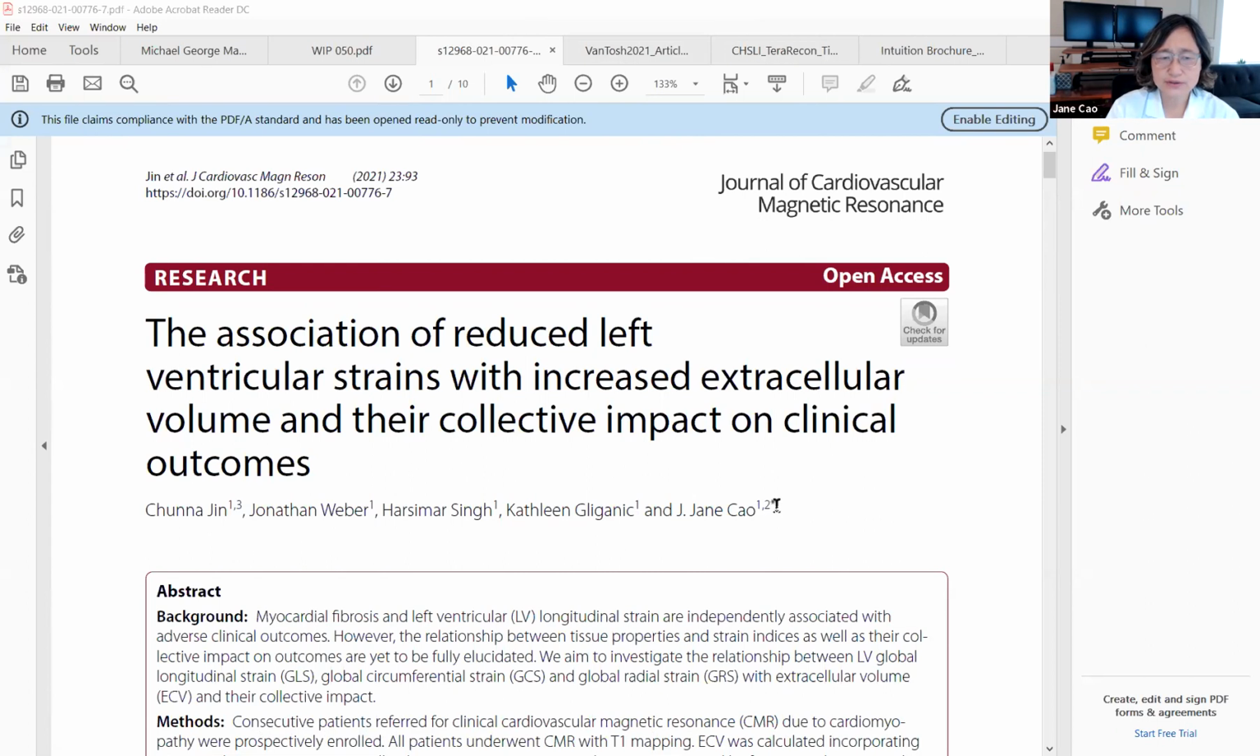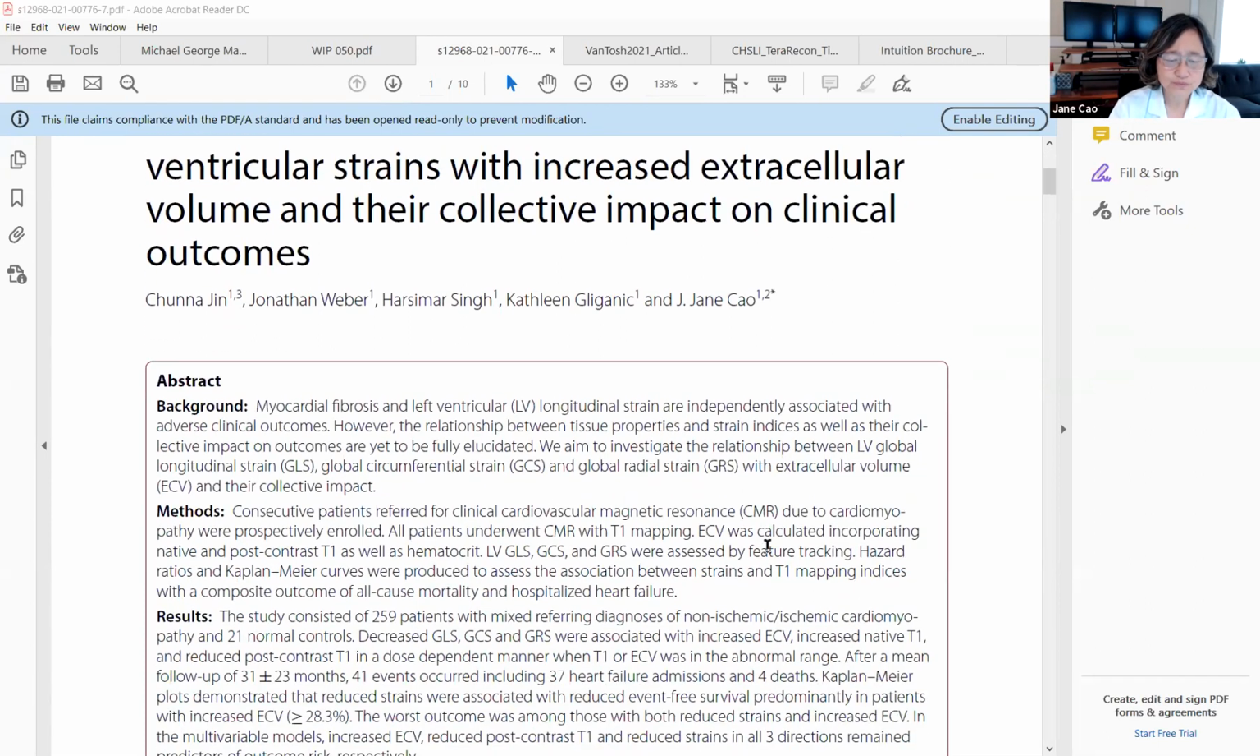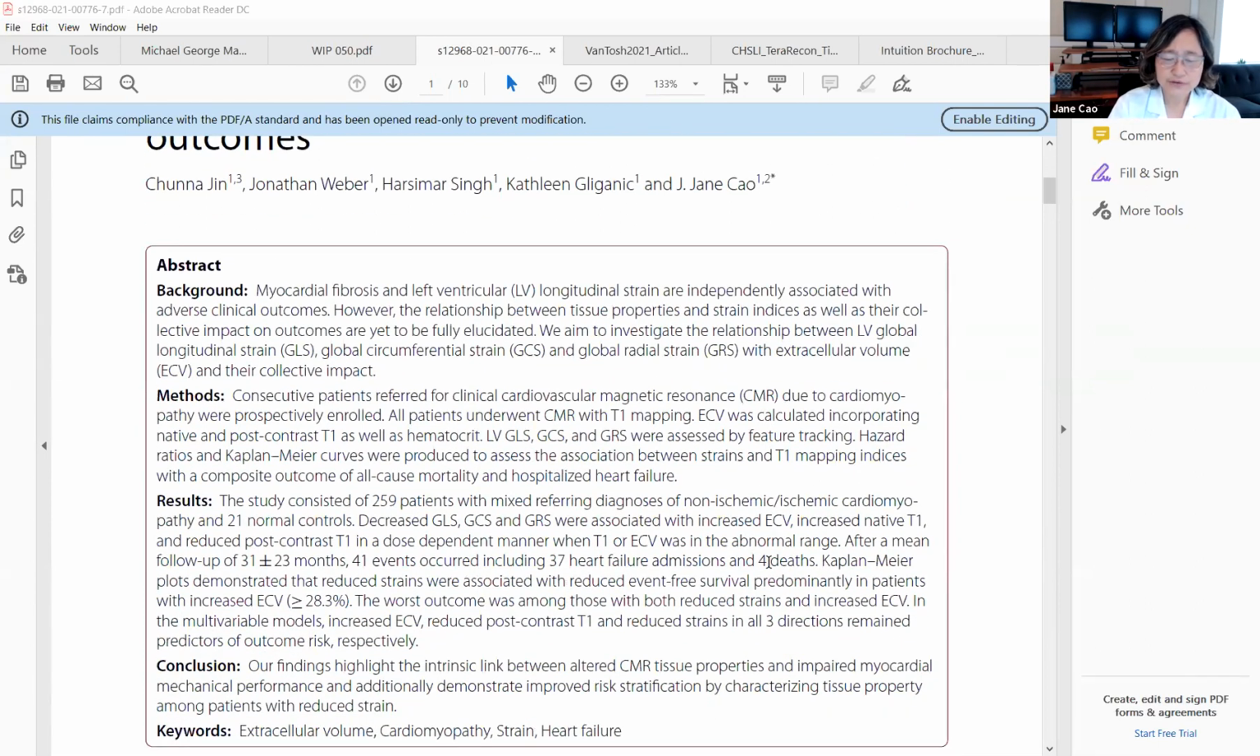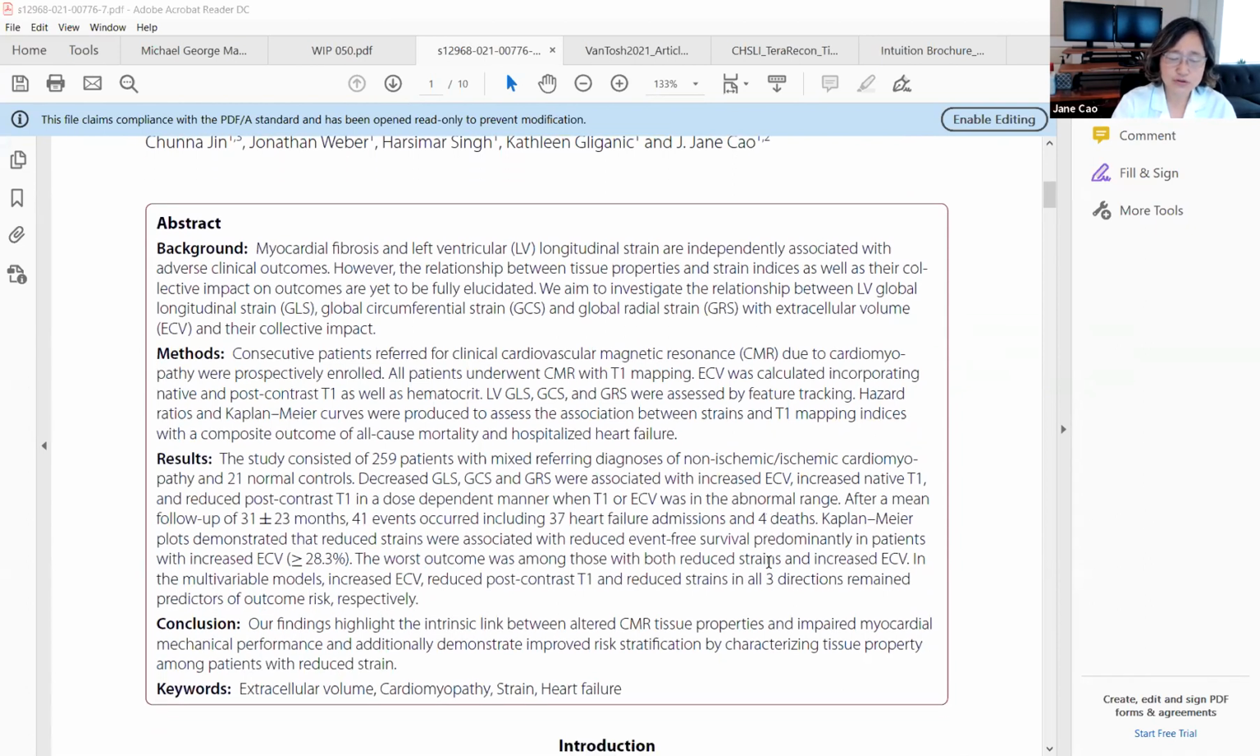The Association of Reduced Left Ventricular Strain with Increased Extracellular Volume and their collective impact on clinical outcome. It is well established that increased myocardial fibrosis and reduced longitudinal strain are associated with adverse clinical outcome. In this study, we aim to investigate the relationship between the two. In addition, we wanted to expand the strain evaluation by including circumferential and radial strain. Lastly, we sought to examine the collective impact of strain and tissue properties on clinical outcome risk.